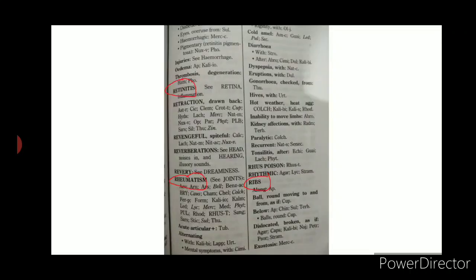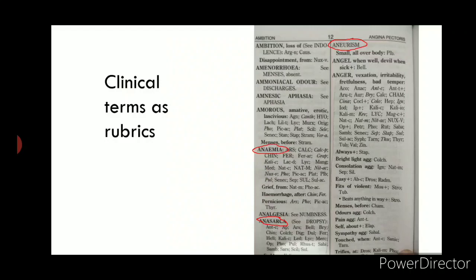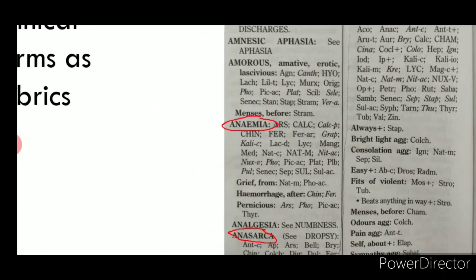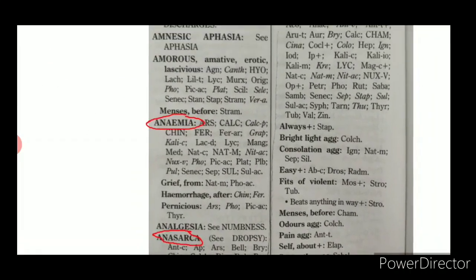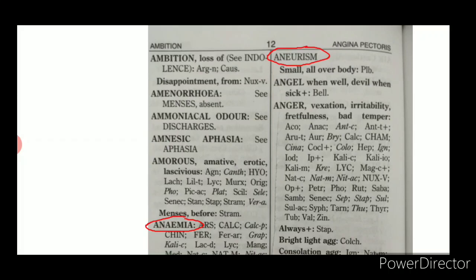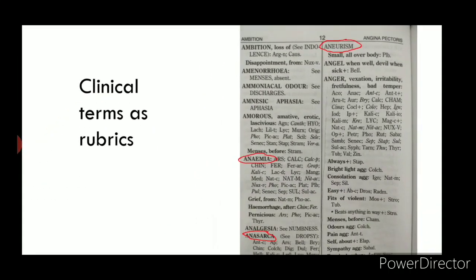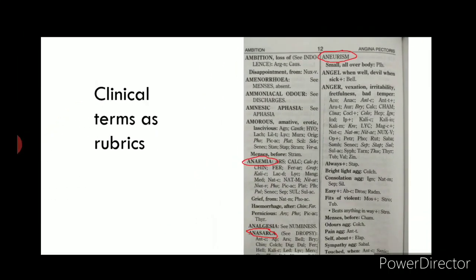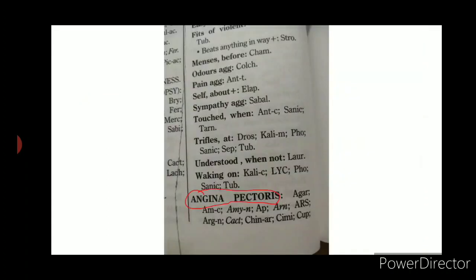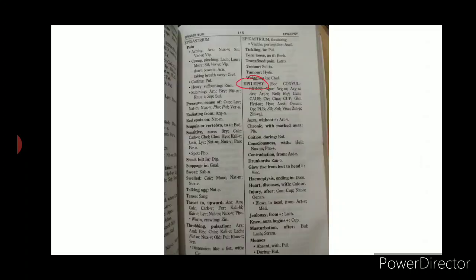Here we have clinical conditions, retinitis, rheumatism, and one more location, ribs. Clinical terms are used as main rubrics. In the photograph you can see anemia, then anasarca, aneurysm in alphabetical order. Then we have another clinical term, angina pectoris. Again we have epilepsy, appendicitis.